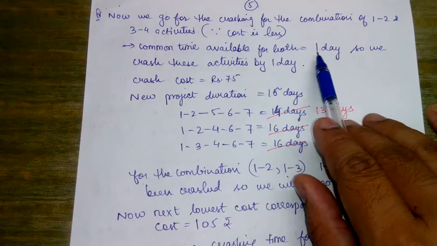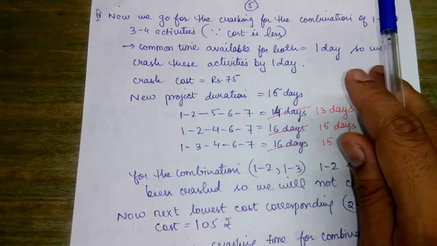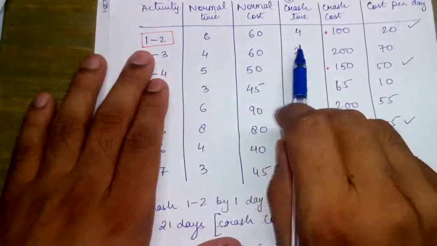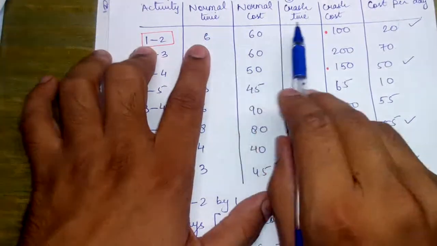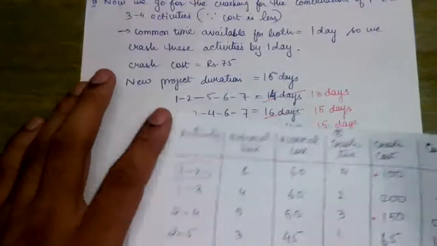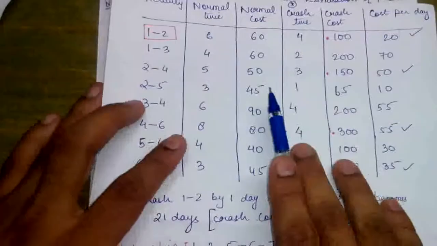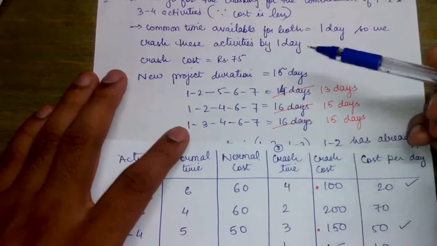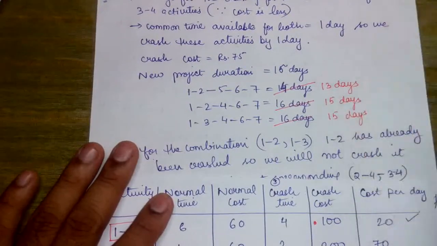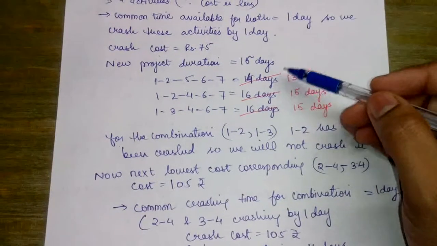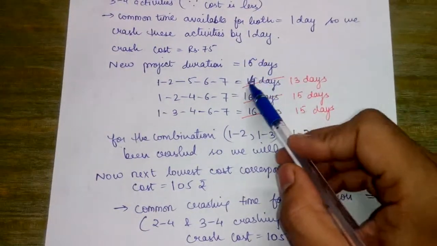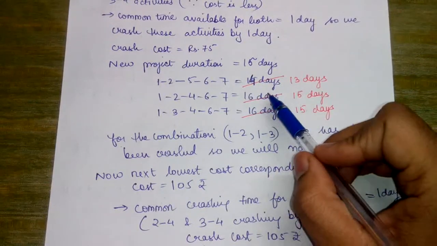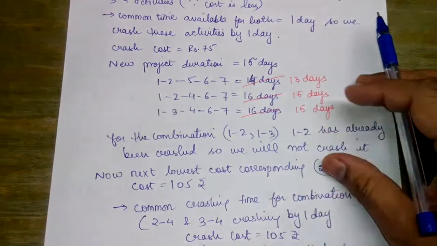Common time available for both is 1 day. Why 1 day? If we look at the activities 1 to 2 and 3 to 4, for 1 to 2 we have the crashing time as 2, that is 6 minus 4, and for 3 to 4 the crashing time available is 2 days, that is 6 minus 4. So now the project duration becomes 15 days. For the first path, when we reduce it by 1 day, it becomes 13 days, and for these two critical paths we obtain 15 days.